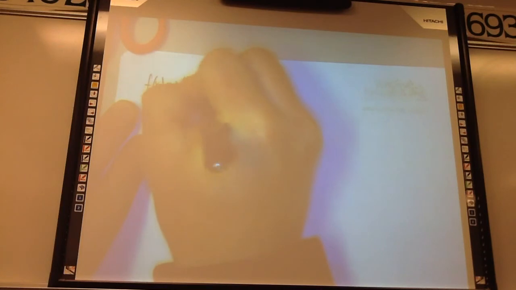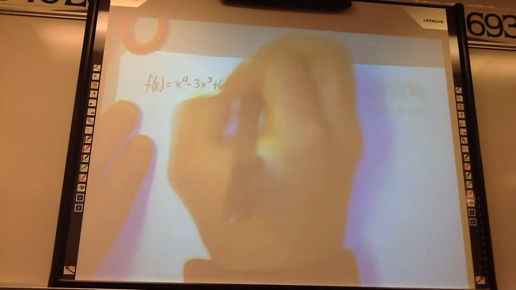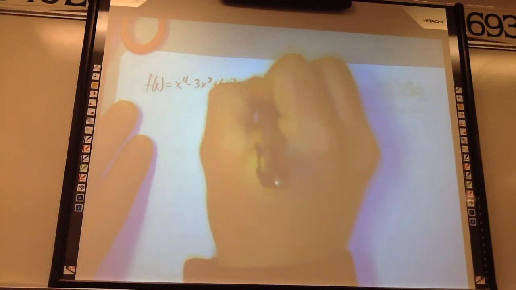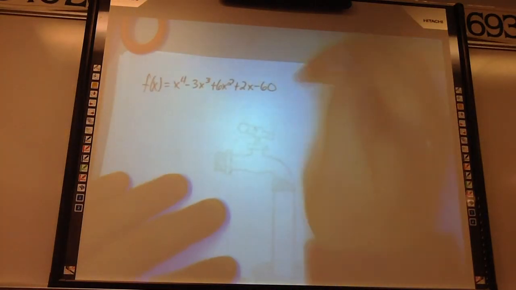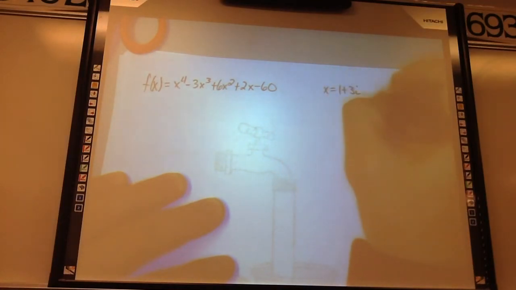One more thing. One more problem like that. So here's one. F of x equals x to the fourth minus 3x to the third plus 6x squared plus 2x minus 60. And I tell you that x equals 1 plus 3i is one of the zeros.